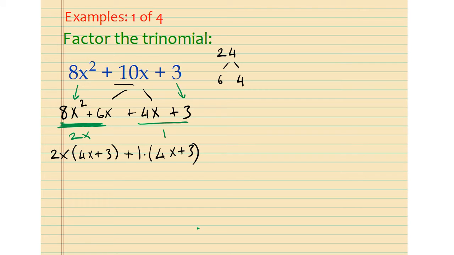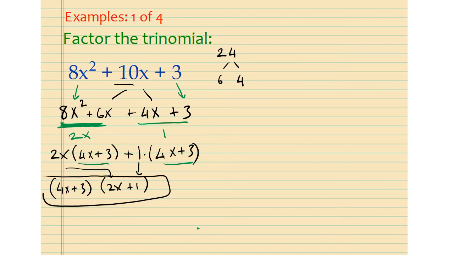Now I need to factor my common binomial. This is my common binomial. If I factor that out one last time, 4x plus 3 is here, and 2x comes from the first one, and then the plus 1 comes from the second one. This is our final answer for our factoring.